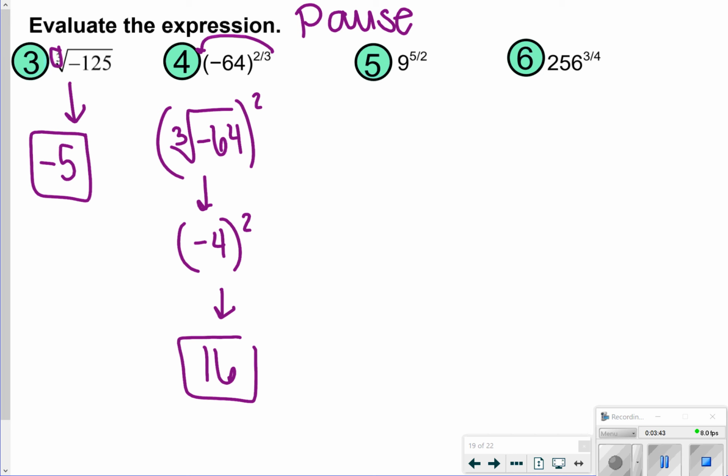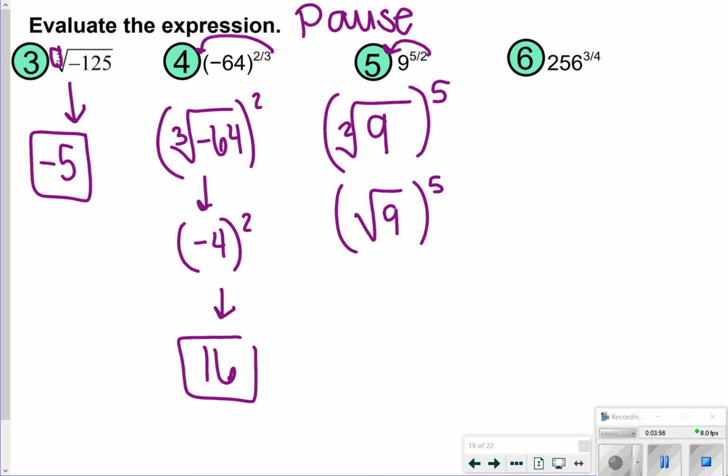For number 5, we're going to again rewrite. So I have the 2nd root of 9 to the 5th power. This can also be written as the square root of 9 to the 5th power, because anytime you find a number that multiplies by itself, that's the same thing as finding the square root. Anyways, that answer is going to give you a 3. Then you're essentially just finding 3 to the 5th power, or 3 times itself 5 times, and we should get 243 for number 5.